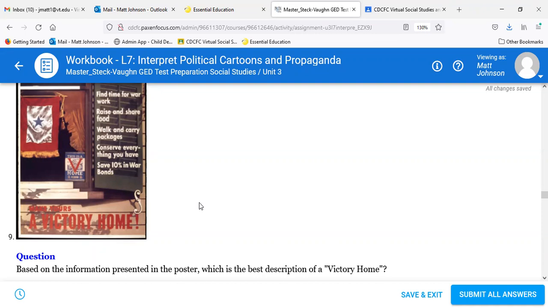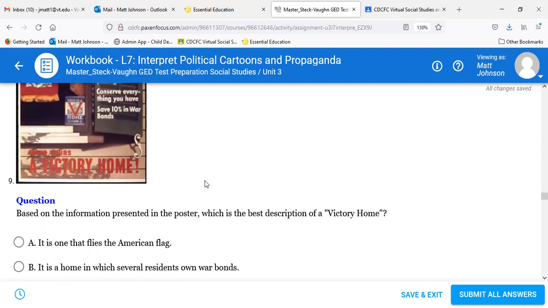Buy war bonds, which is going to help the war effort too. That helps fund the war effort. So all that is rolled into the idea in the poster here. And of course, I'm going on because I read a really good book about it at one point. Okay, so anyway, that's the idea here.